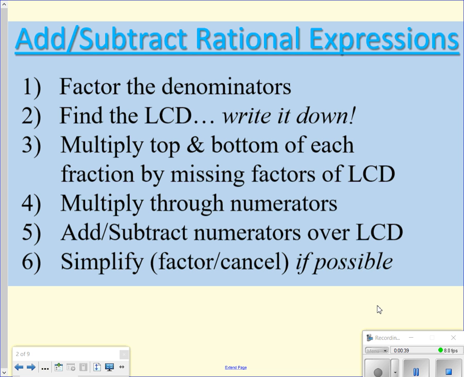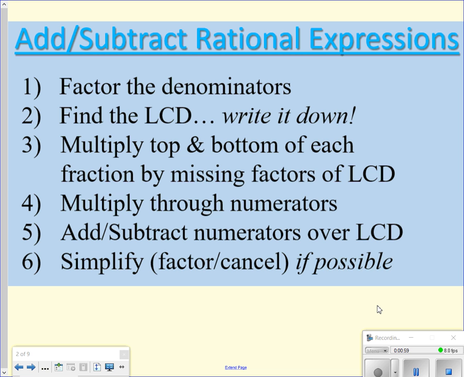From there, you multiply the top and bottom of each fraction by the missing factors, what it needs to become the least common denominator. Multiply through the numerators. Then you'll have the LCD at the bottom of each fraction, so you can add or subtract the numerators over the LCD. And lastly, see if you can simplify.